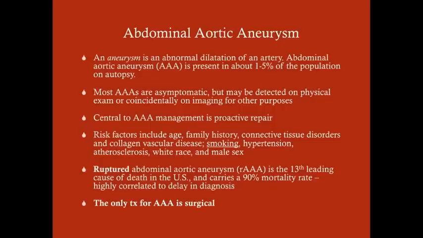So an aneurysm is just an abnormal dilatation of an artery. It can happen in lots of different places. It can happen in your brain, it can happen in your knee, it can happen in many different places. So this isn't something that's just in the aorta. So the abdominal aortic aneurysm is an aneurysm of the abdominal aorta. Usually it's going to be between where the renal arteries come off and the bifurcation to the common iliacs.